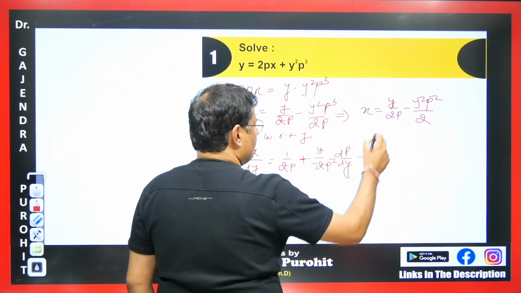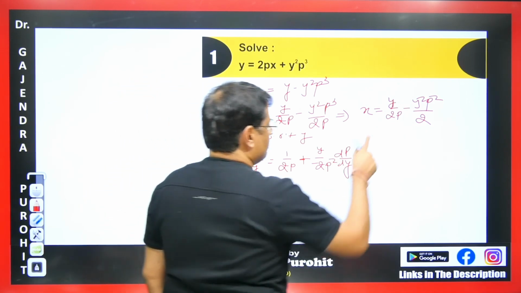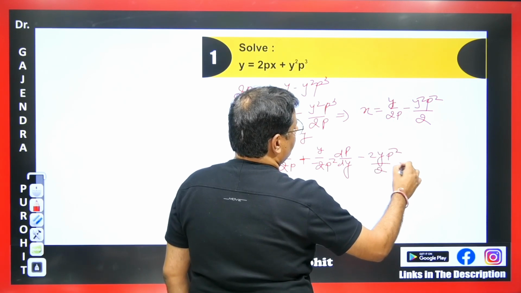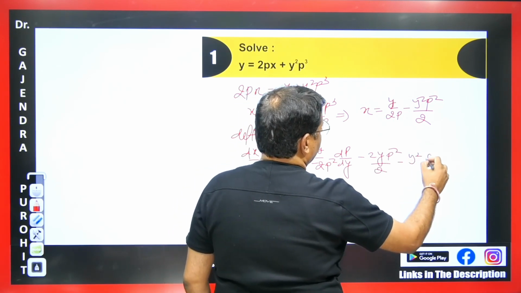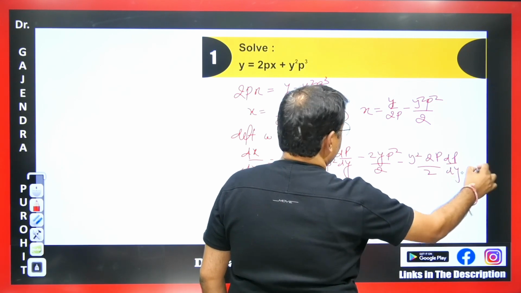Now we differentiate the second term with respect to y again. First we differentiate y square to get 2y p square upon 2. Then we keep y square and differentiate p square, so 2p upon 2 into dp by dy. We will get this value here.